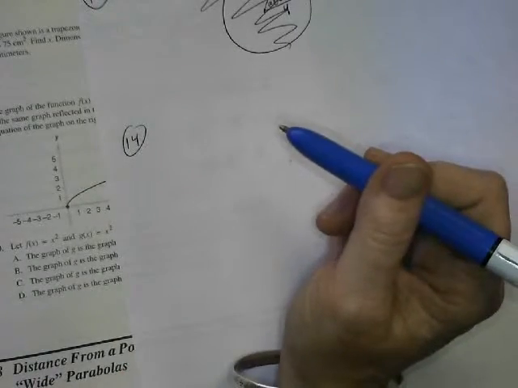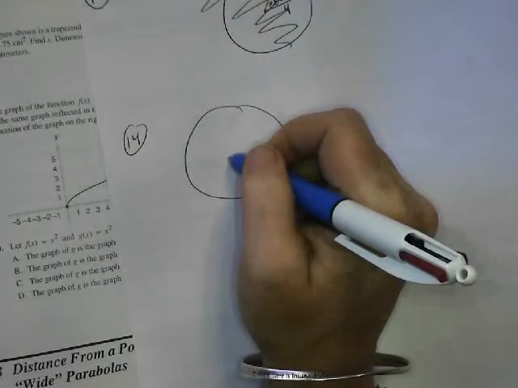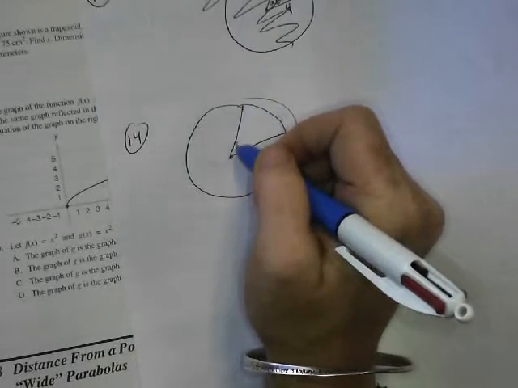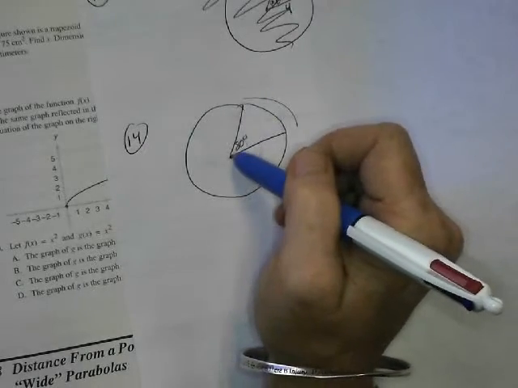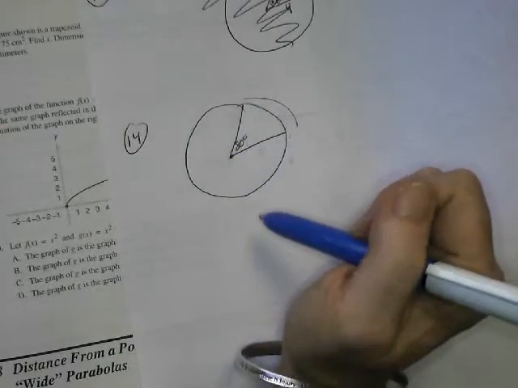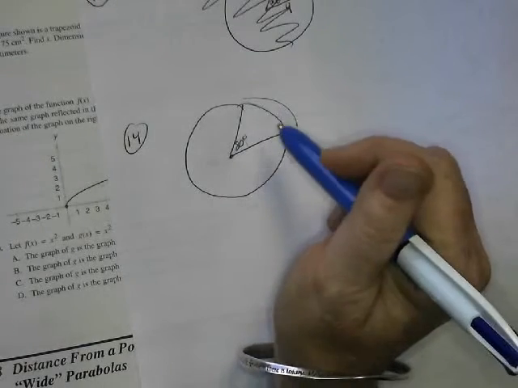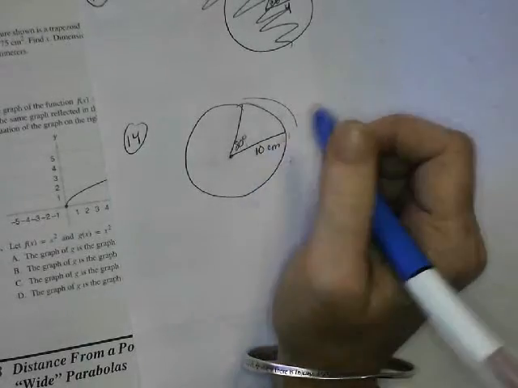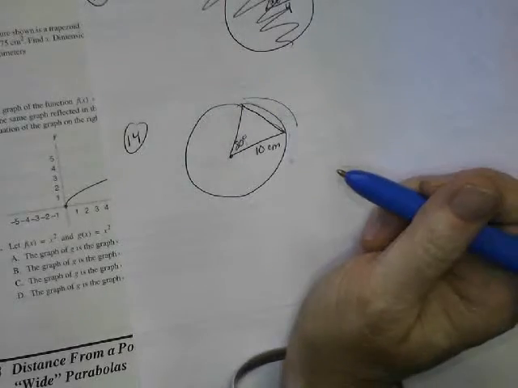Don't look at that picture. Okay, number 14. Find the area of the segment bounded by an arc, measure of 80. So this arc is 80, so that means that this is also 80, because the central angle and the arc are going to match. There's a chord which joins the endpoints. There's a radius of 10 centimeters, and there's a chord right here which joins the endpoints.